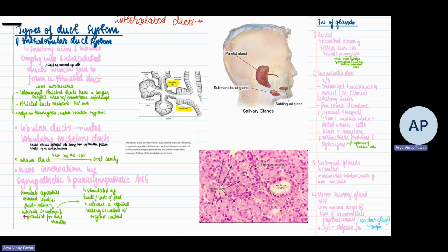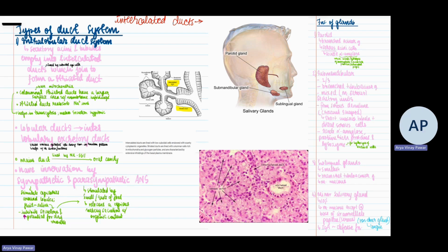Since it is serous, it is going to be a branched acinar type of gland, and these serous cells, as we know, secrete proteins such as alpha amylase, which is another kind of protein. It starts the hydrolysis of different kinds of carbohydrates, and it helps in the initial digestion of ingested food.